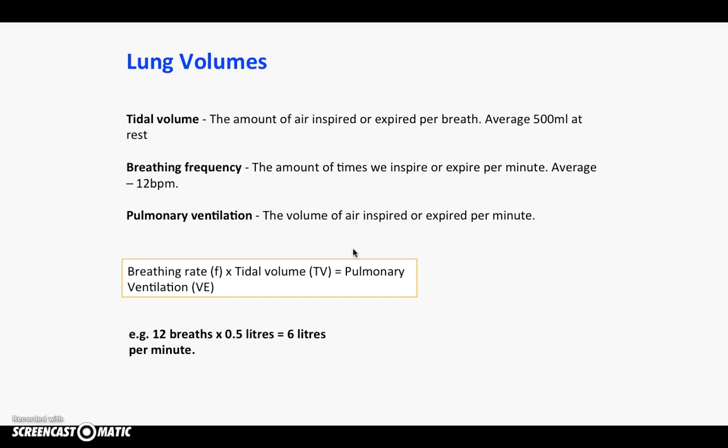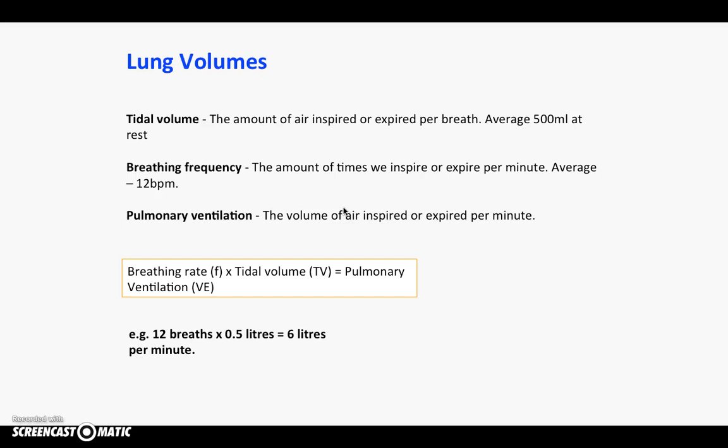Breathing frequency, you may also see this as breathing rate in exam papers or just people discussing it. So breathing frequency is the amount of times we inspire or expire per minute. So the average is 12 breaths per minute. It's not beats per minute here, it's breaths per minute, okay? So breathing frequency, the amount of times we inspire or expire per minute.